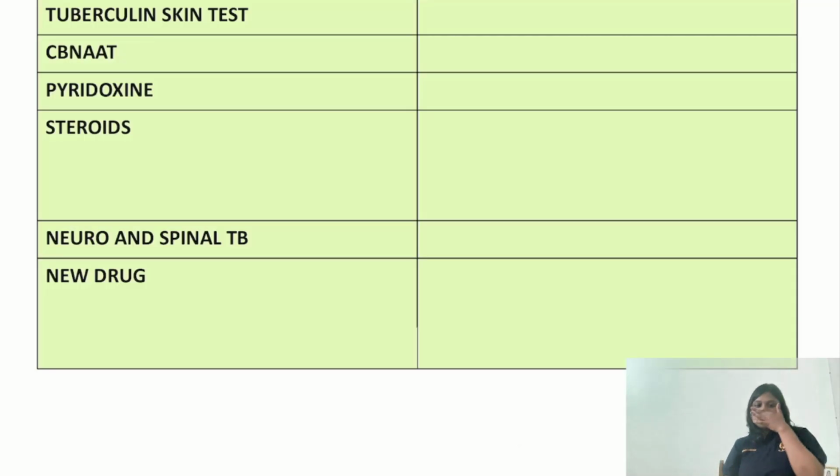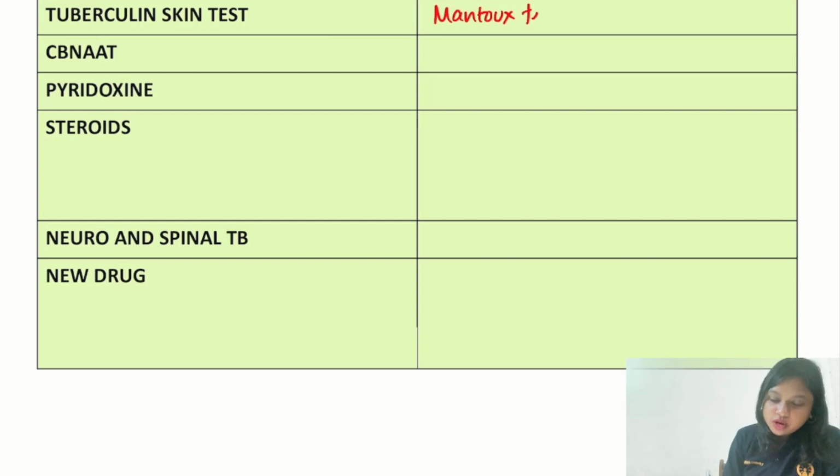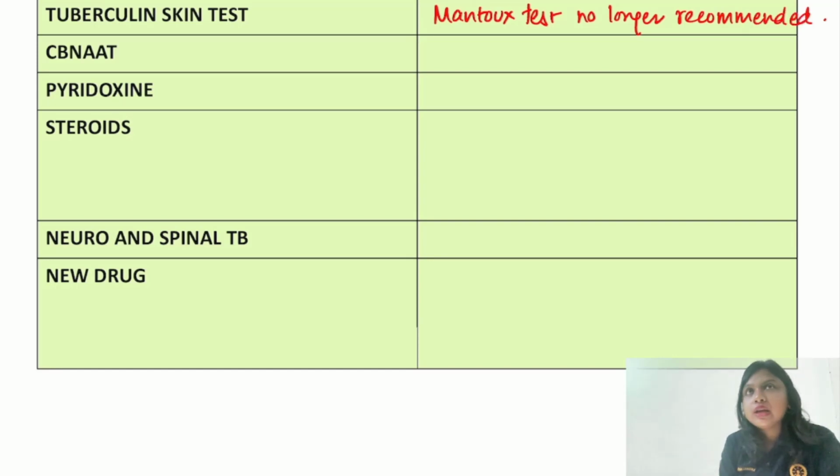Now, a few one-liners from tuberculosis. The tuberculin skin test, which we call the Mantoux test, is no longer done. It is no longer recommended in NTP. Sometimes for latent tuberculosis we do the interferon gamma release assay, but that is also nowhere mentioned. So the gold standard now is CBNAAT, the cartridge based nucleic acid amplification test.